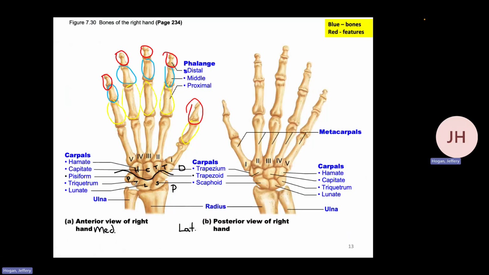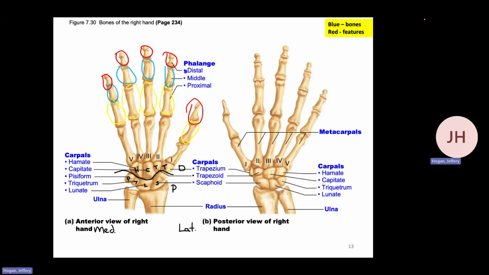Scaphoid, lunate, triquetrum, pisiform. Trapezium is under the thumb, trapezoid, capitate, and then hamate. Notice the hamate is underneath digits 4 and 5. Capitate is under 3, trapezoid is under 2, trapezium is under 1, right? You're going to see a similar arrangement in the feet.